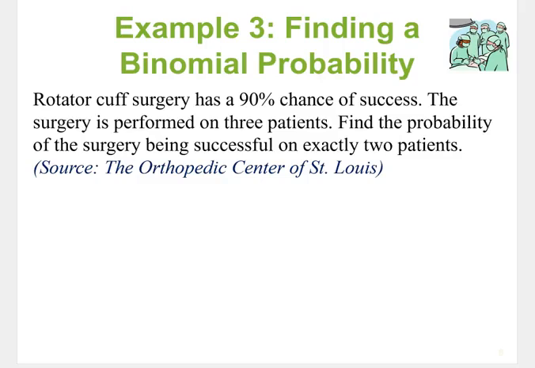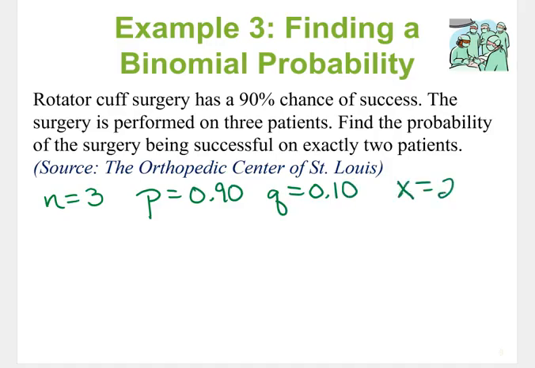All right, so let's say that a rotator cuff surgery has a 90% chance of success. The surgery is performed on 3 patients. Find the probability of the surgery being successful on exactly 2 patients. All right, so let's list everything out. We have 3 surgeries, so our n is 3. The probability of a success is 0.9, and our probability of a failure is 0.1. And we want to find when x is exactly 2.